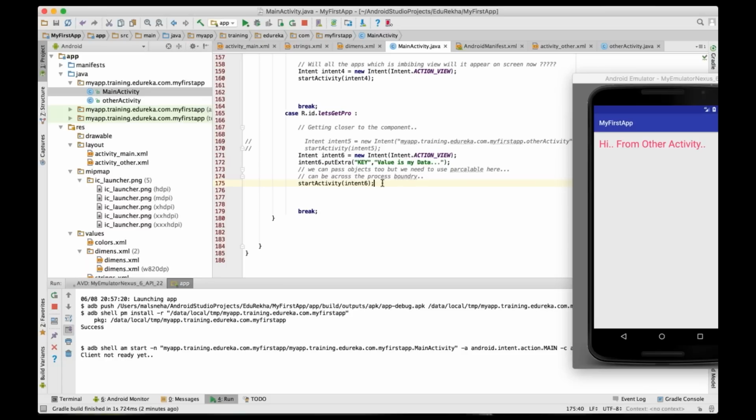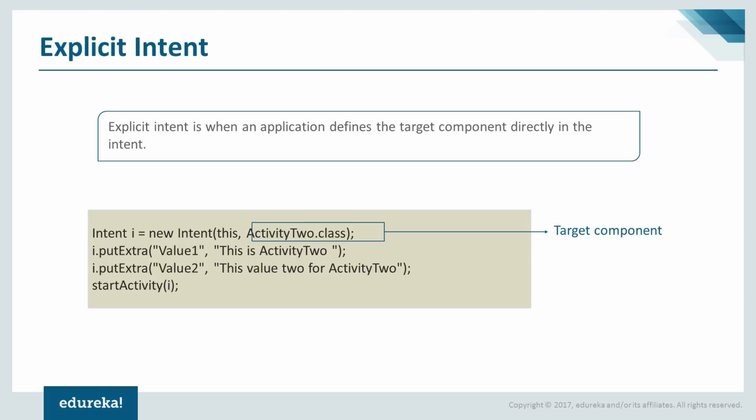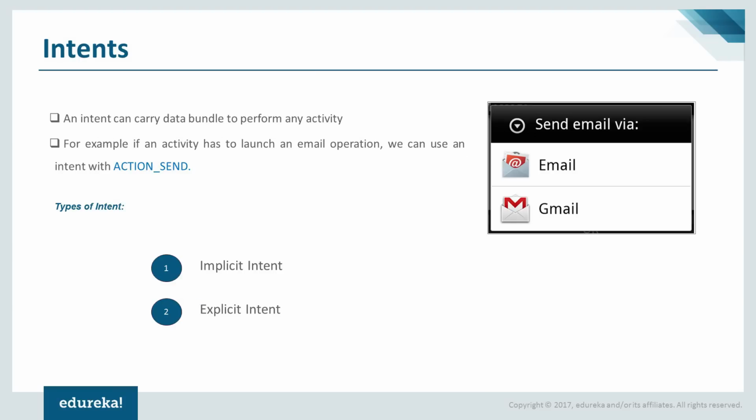So now let us quickly go back and see where we have come. Now let me take you slightly up. You all have seen the implicit intent and explicit intent. An intent can carry a data bundle to perform an activity. You saw that. For example, if an activity has to launch an email operation, we can use an intent action send. Yeah, the email app will identify that.